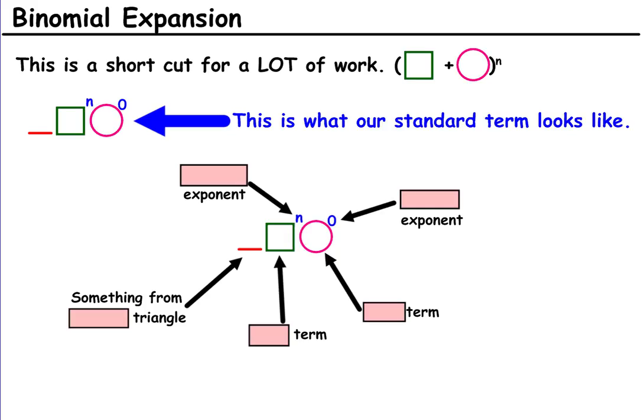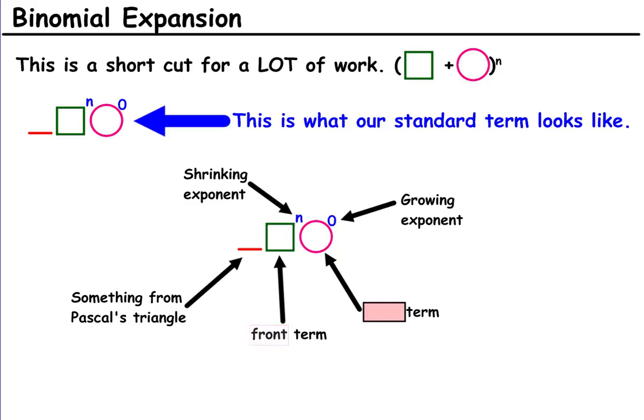Now, the n, or the exponent on the box, is always our shrinking exponent. The exponent on the circle is always our growing exponent. In other words, it's getting bigger. N is getting smaller as my growing exponent is getting bigger. Now, what goes in on the line is something from Pascal's triangle. What goes in the box is the front term of my binomial. What goes in the circle is our back term of our binomial.